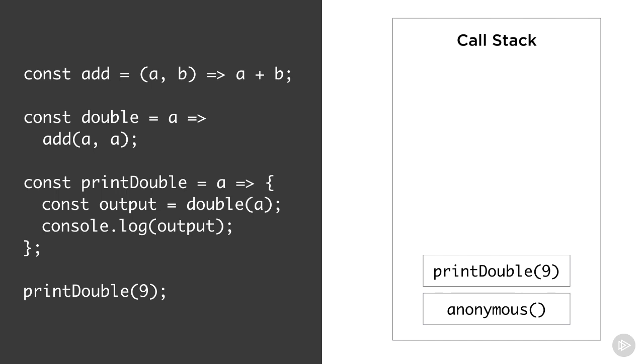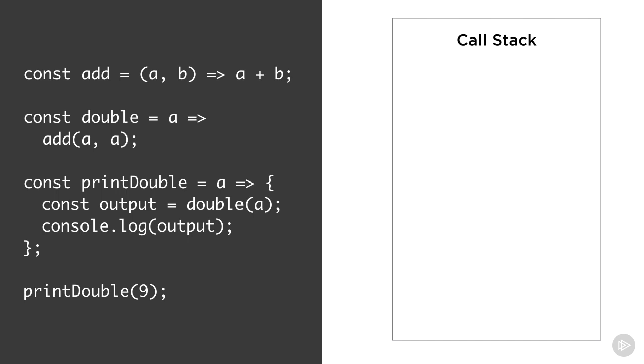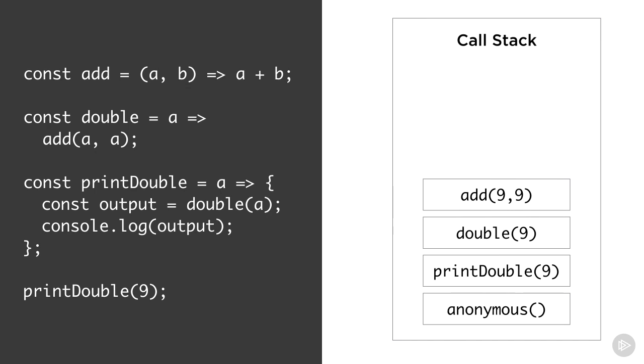We get into a new function call, console log. That gets pushed into the stack and popped immediately because it did not call any other functions. Then we implicitly return from print double. So we pop print double out of the stack and finally pop the anonymous IIFE itself out of the stack. Note how every time a function is added to the stack, its arguments and local variables are added to that same level. You'll sometimes hear the term stack frame to reference the function and its arguments and local variables.